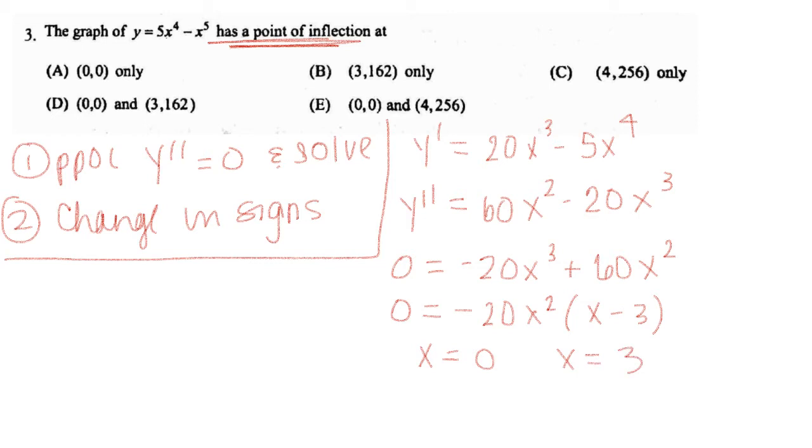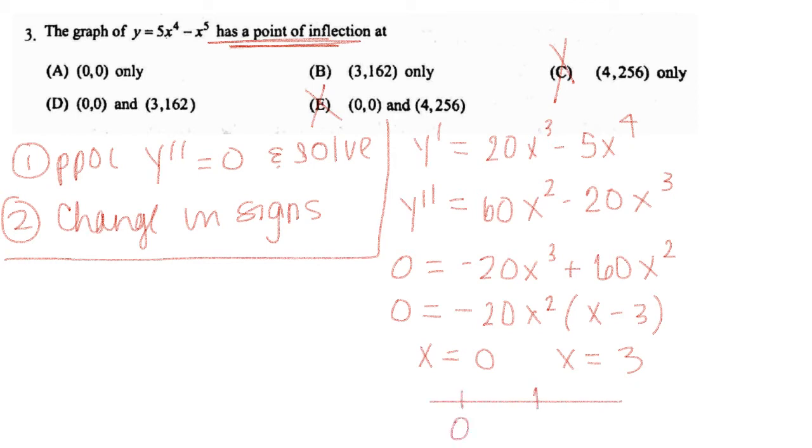So here, a possible point of inflection. So that means we can get rid of C, right? Because this doesn't have x being a 0 or a 3. And we can get rid of E. So notice we're either going to be at 0, 0 or 3 and 162. So I always do a quick sketch here, or we can do a number line analysis, either one. If we do a number line analysis, let's just look through that right quick.